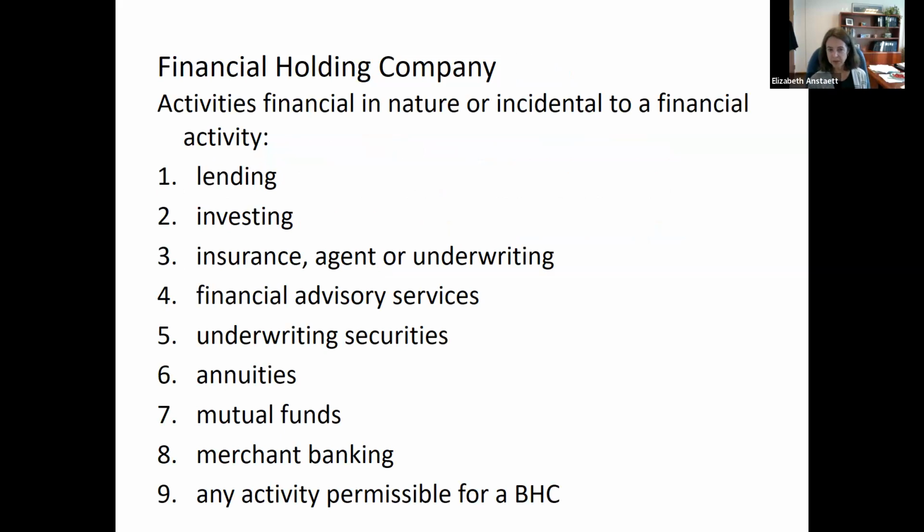And so lending, of course, has always been permitted, but investing, insurance, both agents selling, underwriting, making the policies, financial advisory services that are more of a brokerage type, underwriting securities, selling and making annuities, mutual funds, merchant banking, which is a rather complex term, but is essentially a type of equity investment that doesn't include the management, just includes the ownership. And of course, any activities permissible for a bank holding company. So these are the items that can be conducted outside the bank, but in the financial holding company structure.